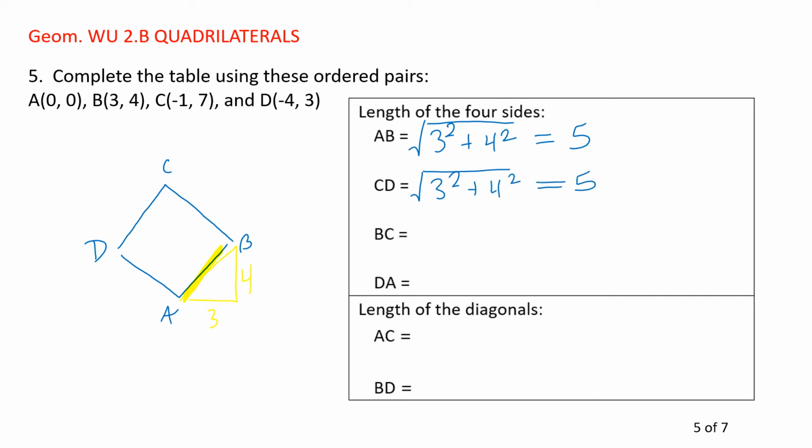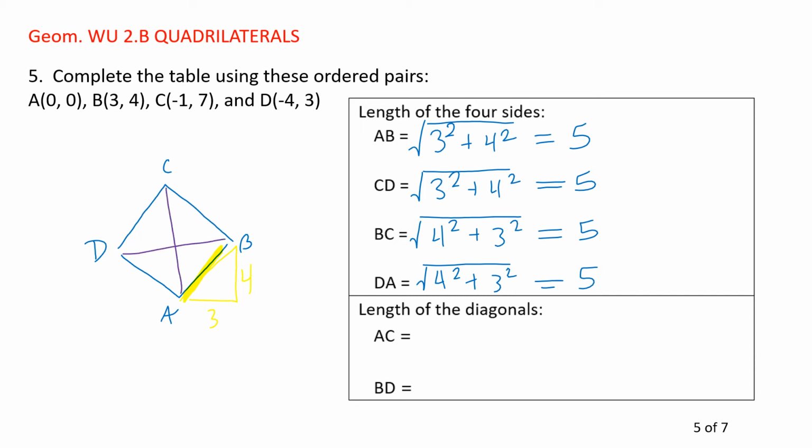And then for the other ones, BC, it's... The reason why I'm able to do this so fast is because I can look at the picture and count the blocks. It's so much easier than plugging it into the formula. Of course, the formula is fine. Now I am going to use the formula for the diagonals themselves because I don't have a picture anymore.